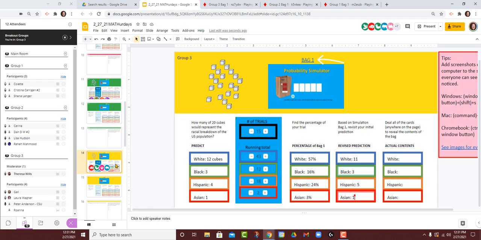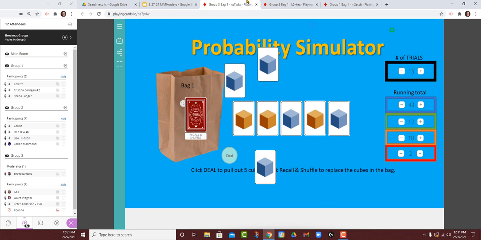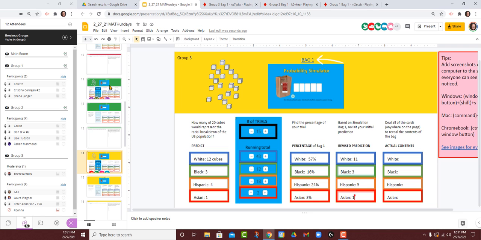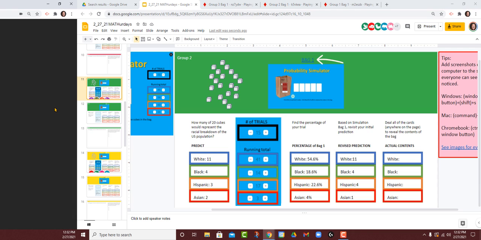All right, let's do this. So now we go to bag 2, right? No, we get to dump all the cards. We get to see the cards now. Deal all of the cards to reveal the contents of the bag. Oh, okay. Oh, I see. I'm going to start trying to do that.